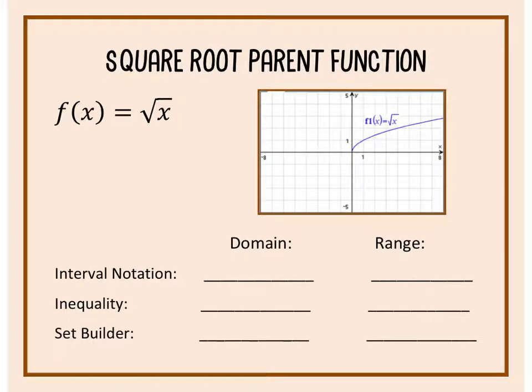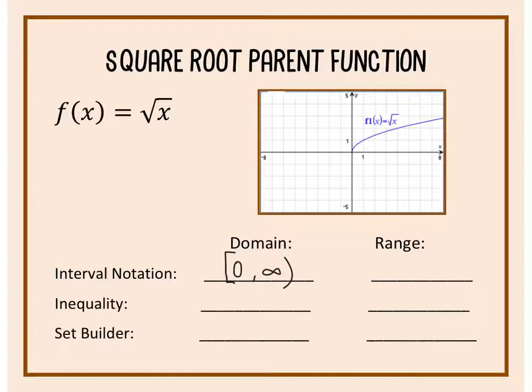So domain, for interval notation, my domain is going to be 0 to infinity. For square root functions, every time you have a number, it's going to have a bracket. That bracket means it can be that number. And parentheses means that it is going to approach that but never get to it. You can never actually get to infinity.